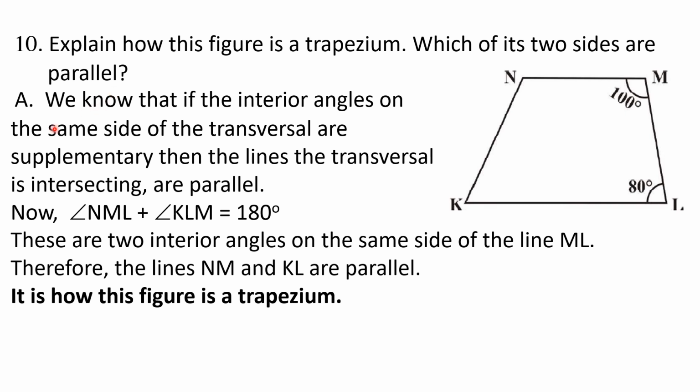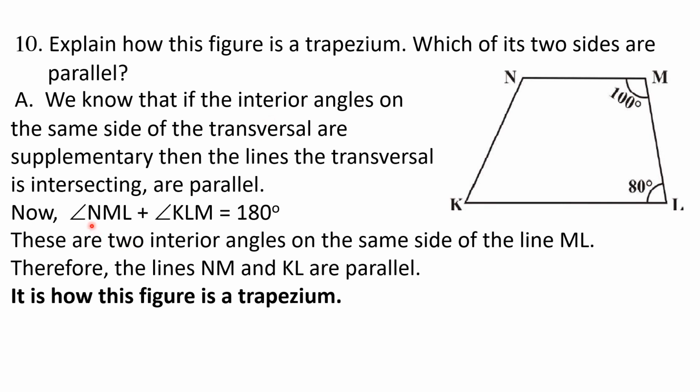So we know that if the interior angles on the same side of the transversal are supplementary, then the lines the transversal is intersecting are parallel. This we have already studied in our previous classes in lines and angles. Whenever any two lines are being intersected by a transversal, there are four interior angles, two on each side of the transversal, and if on the same side of the transversal the two interior angles are supplementary, that means the lines are parallel.